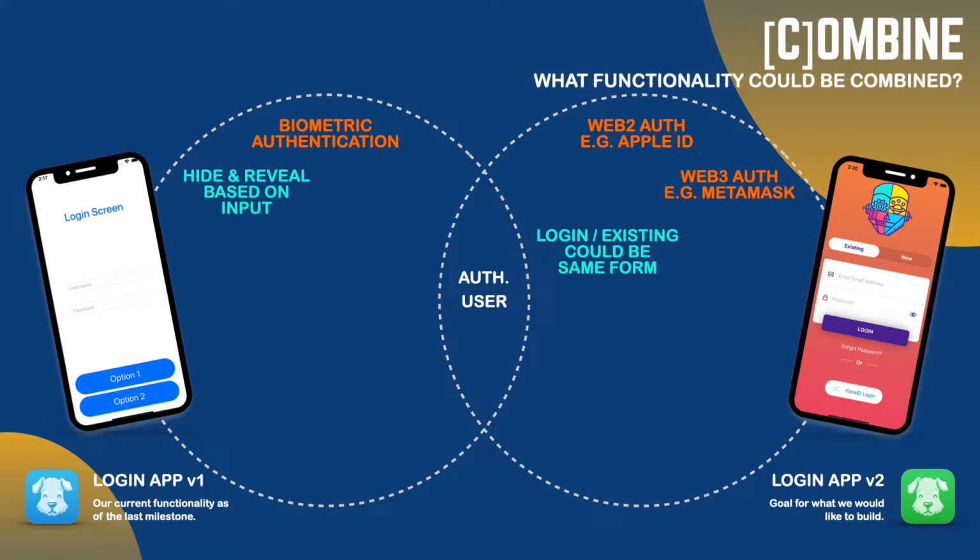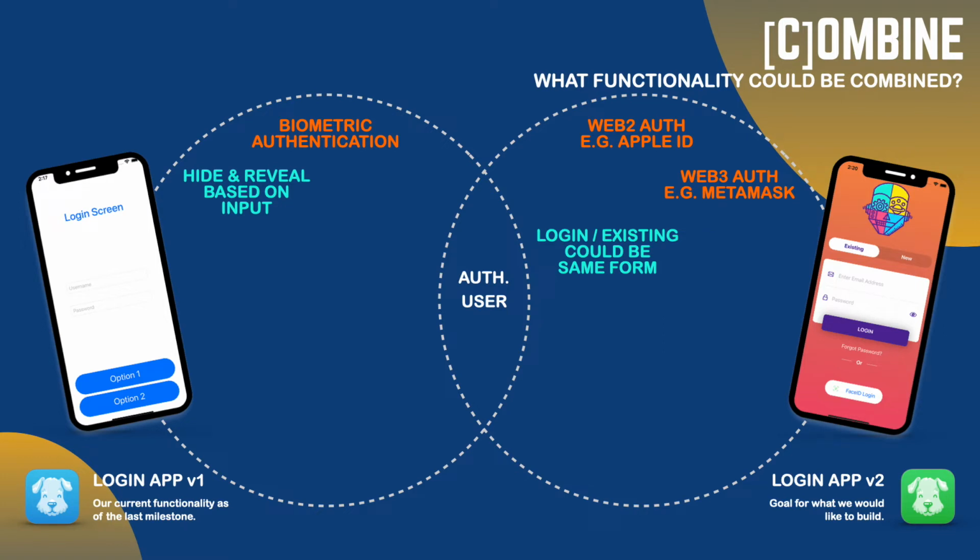And next we're going to look at what functionality could we combine. So for example, on my app on the right, I can hide and reveal my input based on what the user selects. So for example, the password, if I want to have that secured or not, I can toggle the little I. So perhaps that's something I'd like to include.